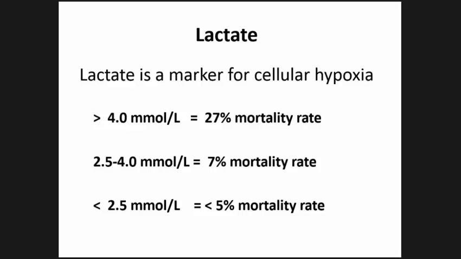So remember that lactate's a marker for cellular hypoxia. If you see elevated lactate, you have cellular hypoxia, based on everything we learned and reviewed about the aerobic and anaerobic pathways. If you have a lactate greater than 4, you have a 27% mortality. If you have a lactate 2.5 to 4, 7% mortality. Less than 2.5, you have less than 5% mortality. So we really want to get our people taken care of before we get to 4, don't we?